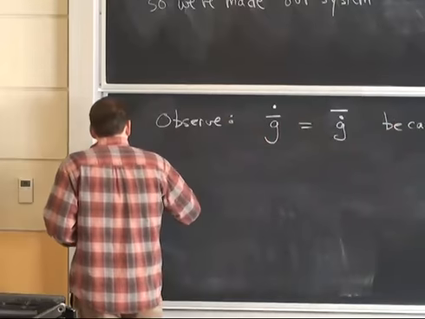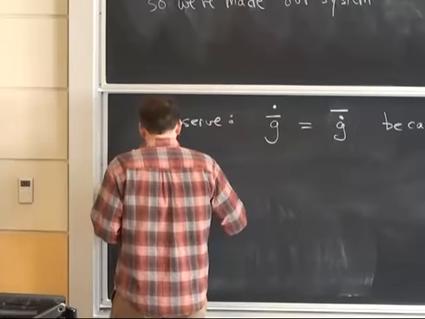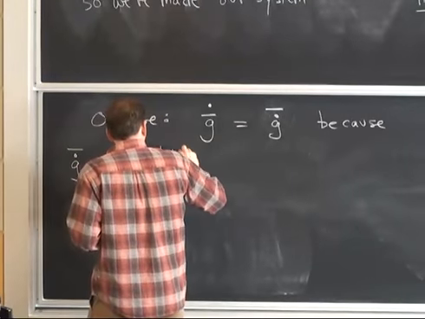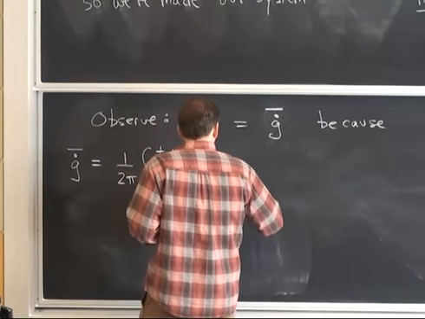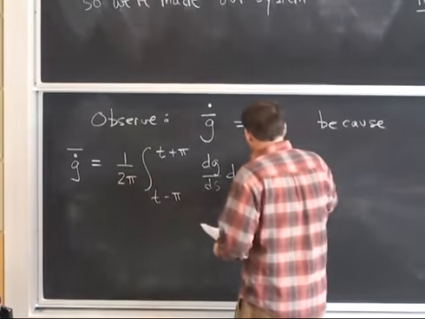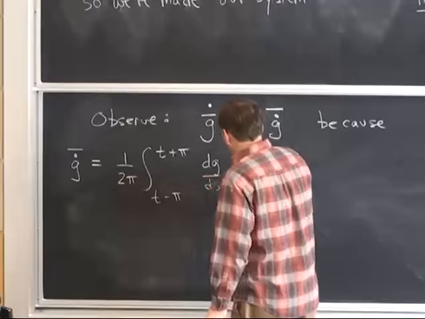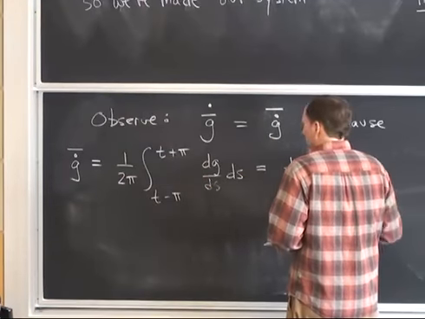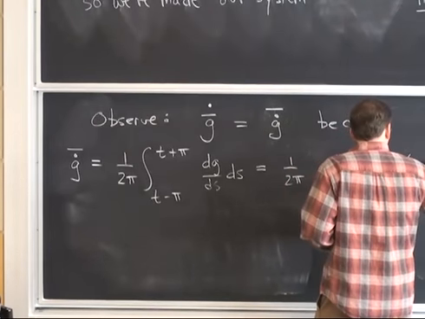So g dot bar would mean I take the average of the derivative. So I'd go from t minus pi to t plus pi of the derivative dg/ds ds. And when you evaluate that, you'll get 1 over 2 pi. So I'm integrating a derivative. So I'll just get g at the upper limit, t plus pi, minus g at t minus pi.